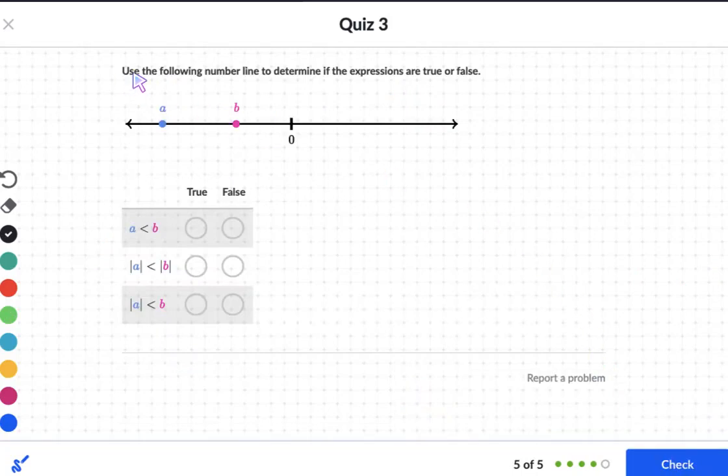Okay, let's try this problem now. Use the following number line to determine if the expressions are true or false. So we have A and B. I notice that they're both on the left-hand side of 0. And we have 3 different statements, and we have to figure out true or false. Pause your video and try this on your own first.